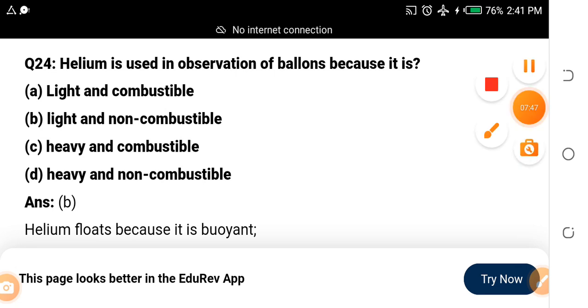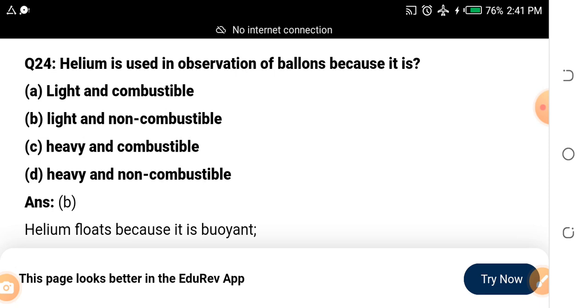Okay, let's move on. Are you with me? Helium is used in observation of balloons because it is dash.